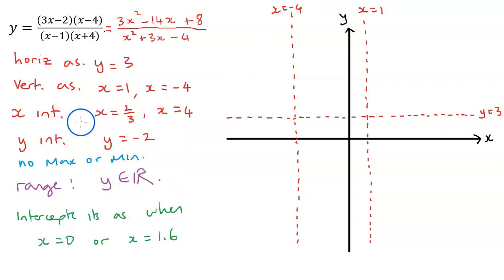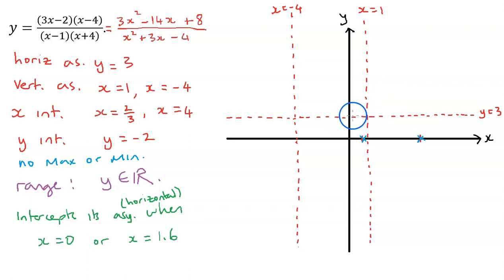We know that it has x-intercepts at 2/3 and 4. So 2/3 is here, and then 4 is about here. So those are our two x-intercepts. And we also know that it intercepts its asymptote, and I probably should have written horizontal asymptote, when x is equal to 0 or x is equal to 1.6.